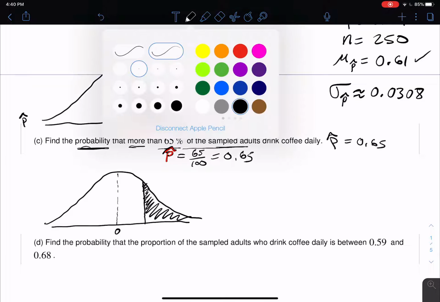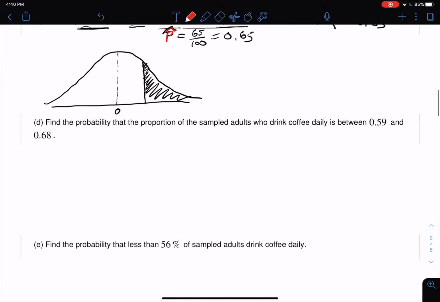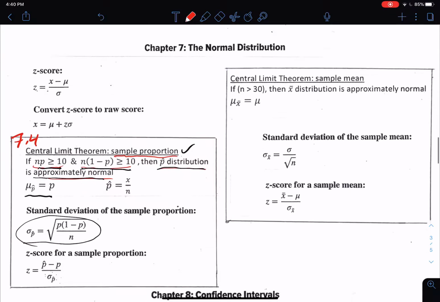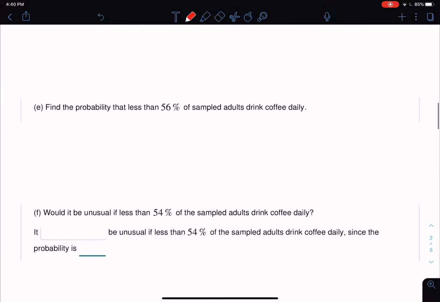Essentially what I need to do is take this sample proportion and convert it into a z-score using my z formula. Once again, we can just mouse down here and find the formula for when you're talking about sample proportions and trying to convert to z-scores. There it is right there. Okay, so we can use that formula.